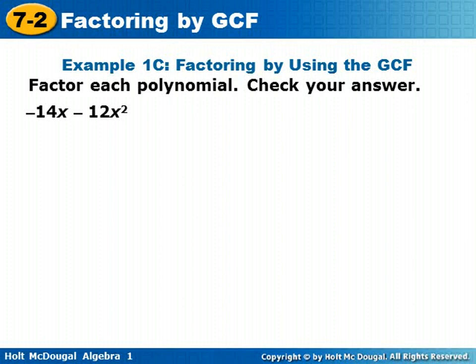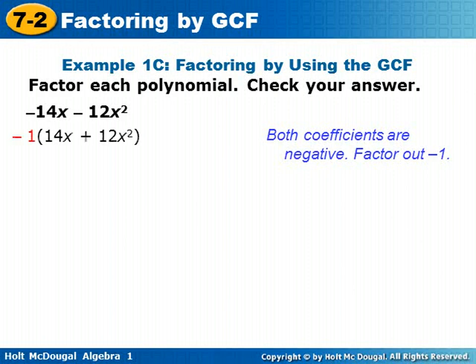To factor negative 14x minus 12x squared, we first need to identify that both terms have a coefficient, or the number being multiplied to the variable, as a negative. So we're going to factor out negative 1. Pulling it to the outside of the parentheses, we get negative 1 times (positive 14x plus 12x squared).